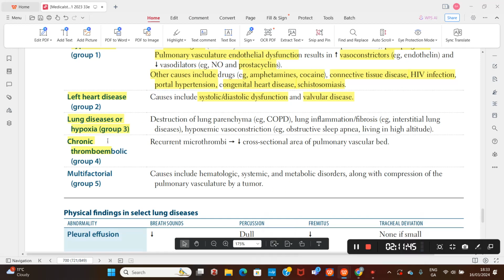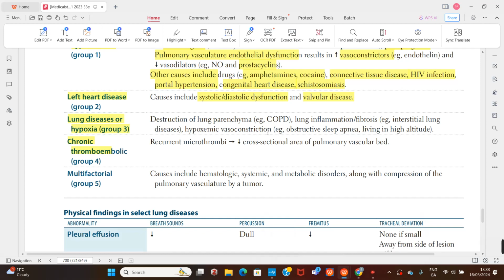From the lung disease, COPD destroys the alveolar membrane. Oxygen is not getting to the blood. There is hypoxia, and we remember that one of the responses of the pulmonary vasculature to hypoxia is what? Pulmonary vasoconstriction. Lung inflammation, fibrosis too, either from interstitial lung disease or from any damage to the lungs.